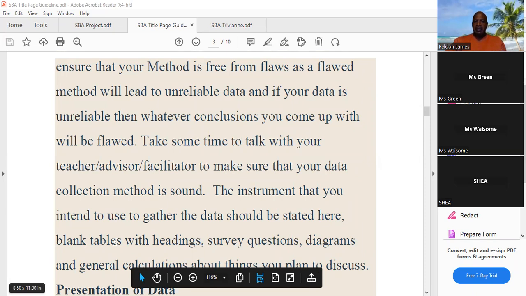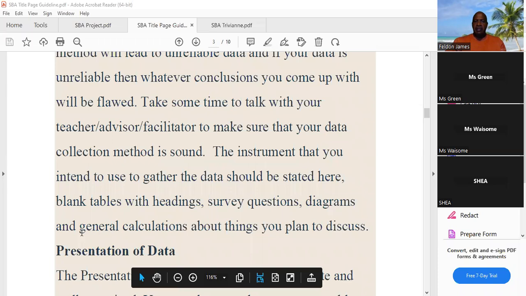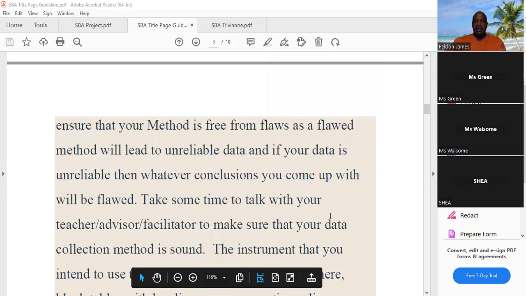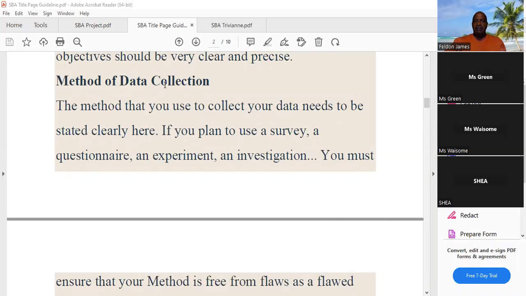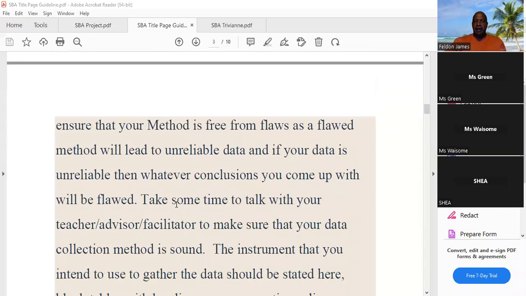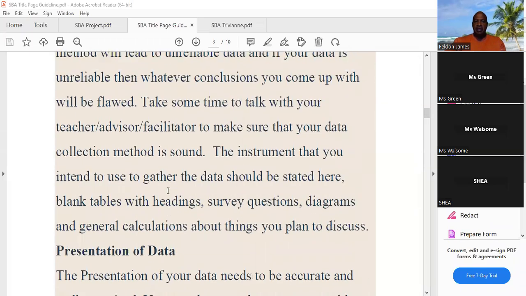Blank tables with headings, survey questions, diagrams, general calculations, and so on. What this is saying here is, your method of data collection in this part of the SBA, you should state what you should state.